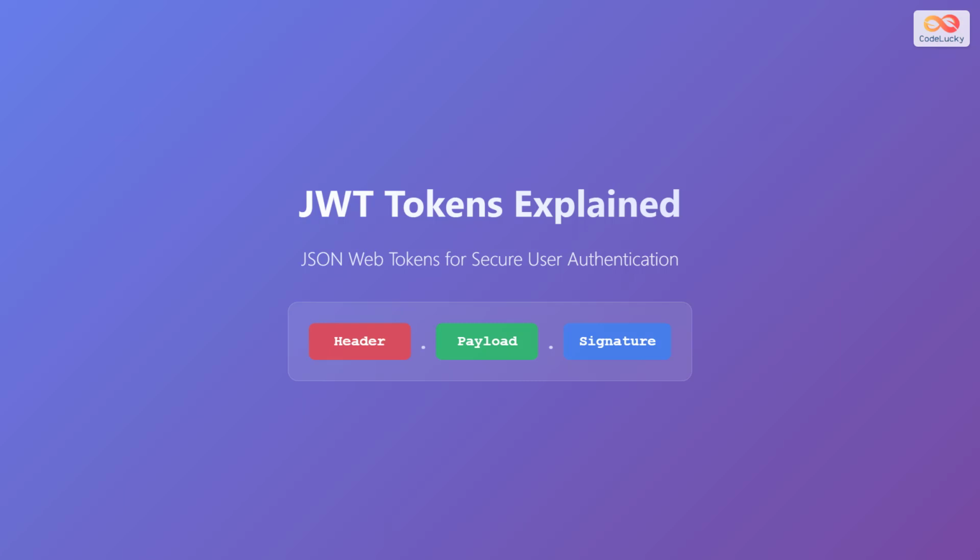A JWT consists of three parts: a header, a payload, and a signature, each playing a vital role in ensuring the token's integrity and validity. Let's explore how these components work together to provide secure user authentication.